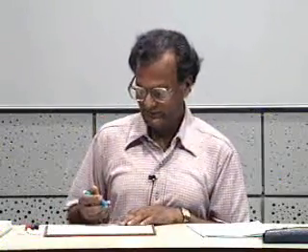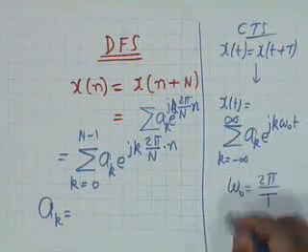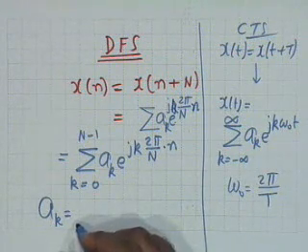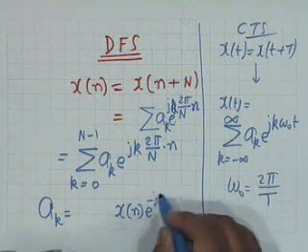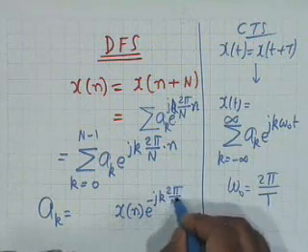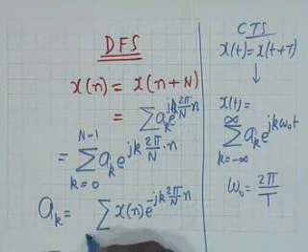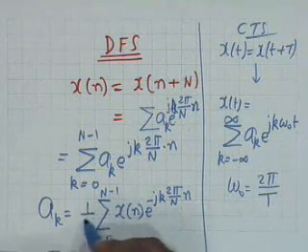Now, in a style which we have worked out earlier, it is very easy to invert, that is, to find out what the a_k are, what the coefficients are. In the continuous time case, you required an integration. In the discrete time case, it is simply a summation. You multiply x of n by e to the minus j k 2 pi over capital N times n, and then sum over n from 0 to capital N minus 1, that is, over one period, and divide by capital N. This is the formula for the coefficients.